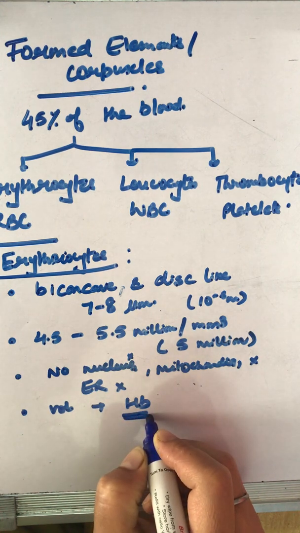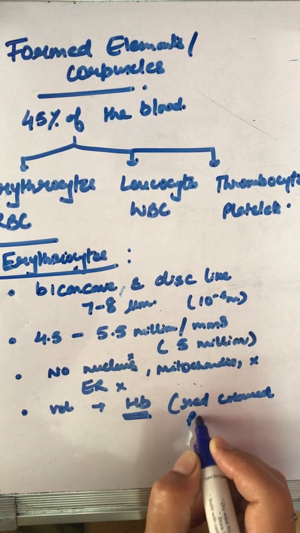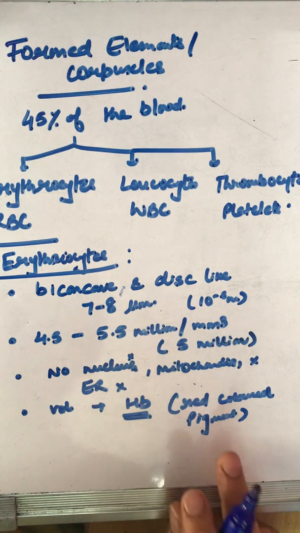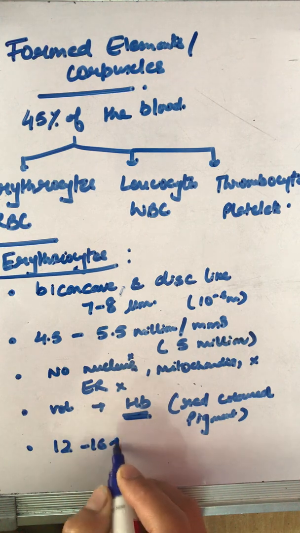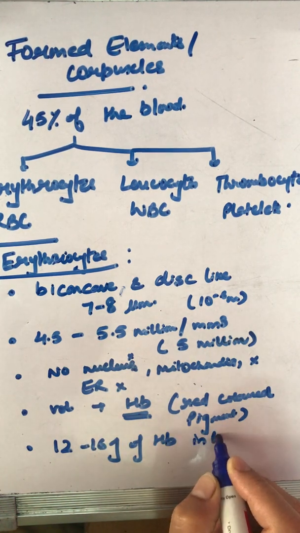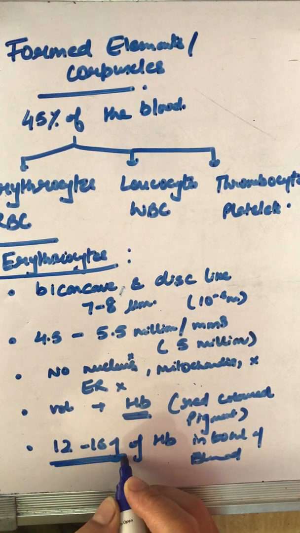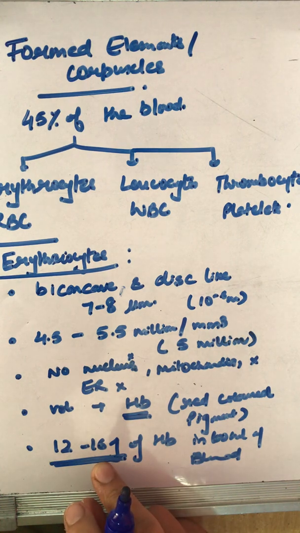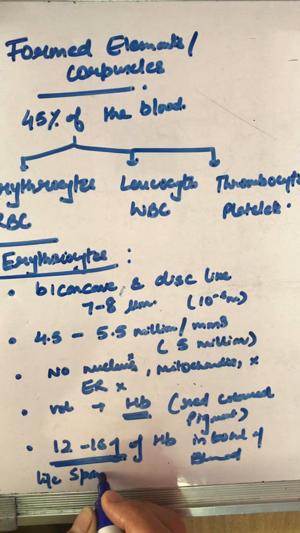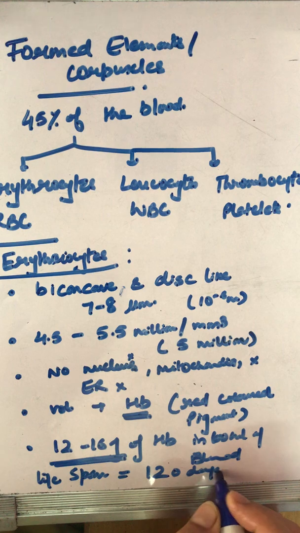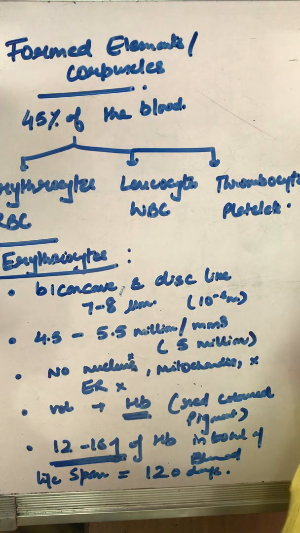What is Hb? Hemoglobin. What is it? Red colored pigment, mainly responsible for the transport of gases. An adult person has 12 to 16 gram of Hb in 100 ml of blood. This value varies in men as well as women, right? Then lifespan, it's about 120 days. Clear? Moving to the second topic, that are the leukocytes.